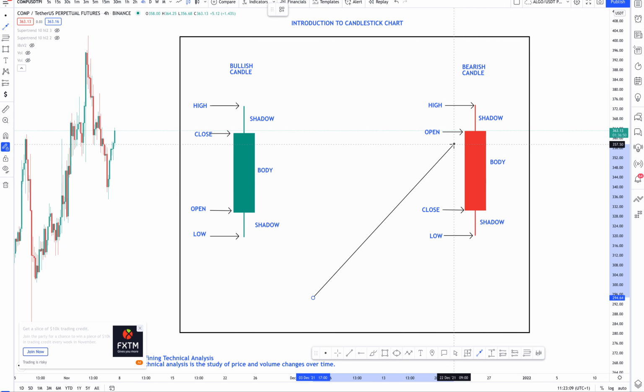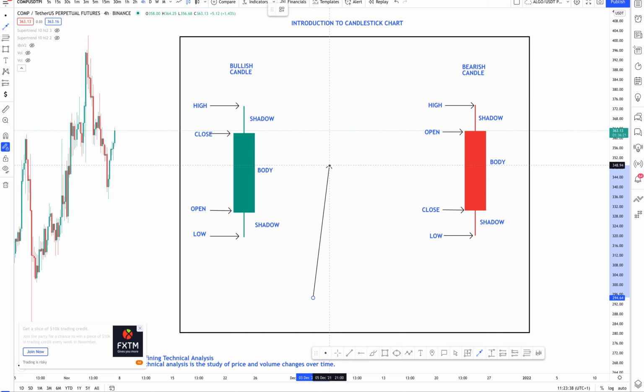Okay, it will close below the price where it opens. That's the bearish candle. It will always open from the top and close below. So irrespective of the color you're using, whether green or a candle without any color at all, the principle still remains the same.